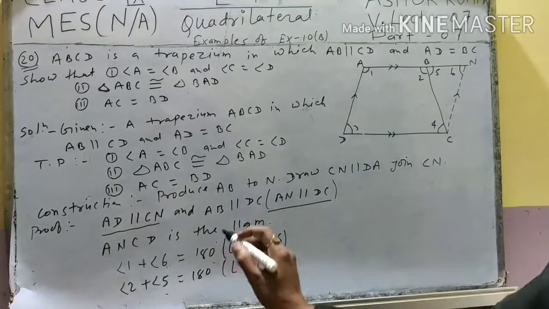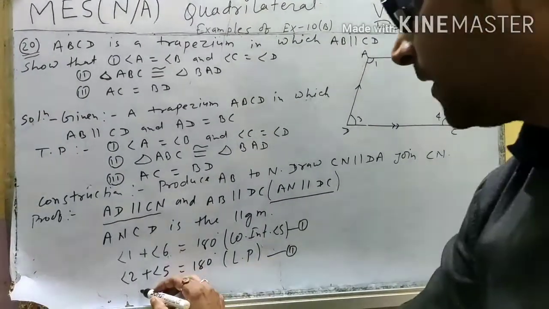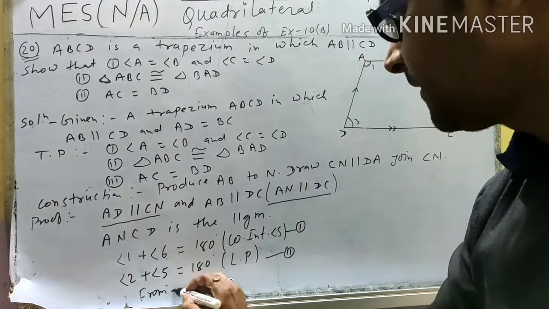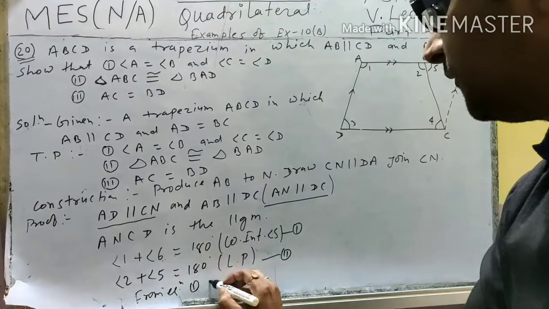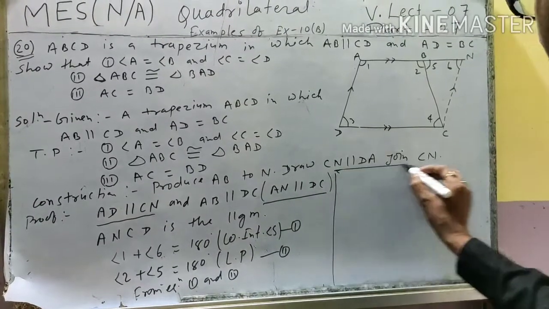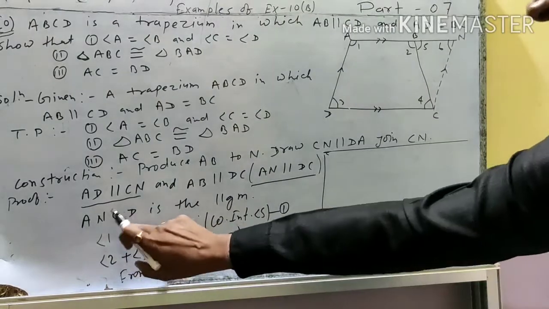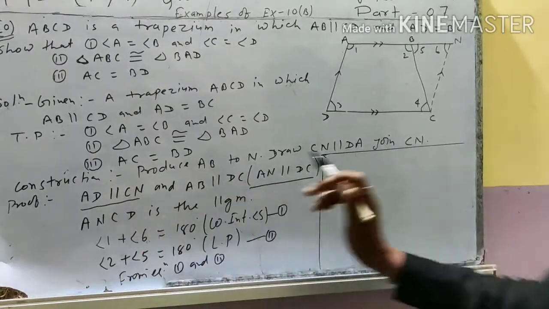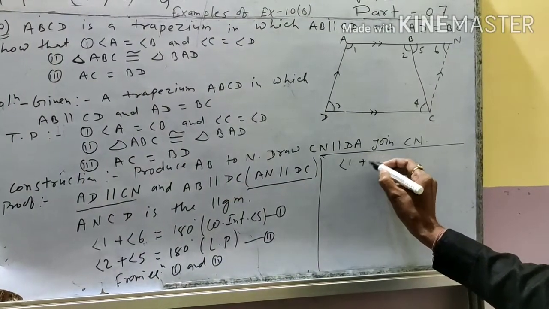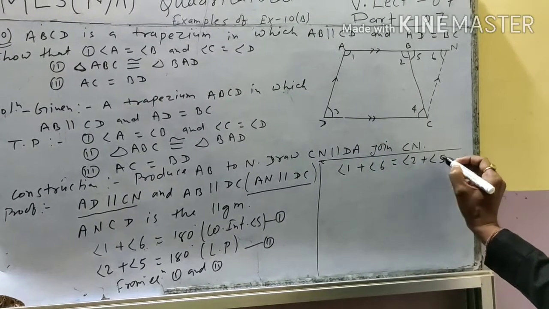Suppose this is equation 1 and this is equation 2. From equation 1 and 2, what we write here: 180 is equal, so this side is equal to this side. So angle 1 plus angle 6 is equal to angle 2 plus angle 5.